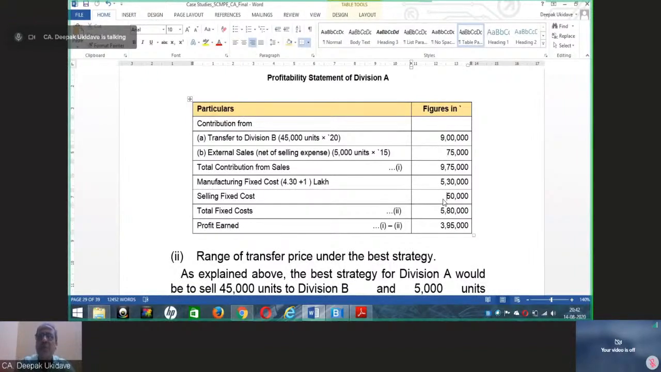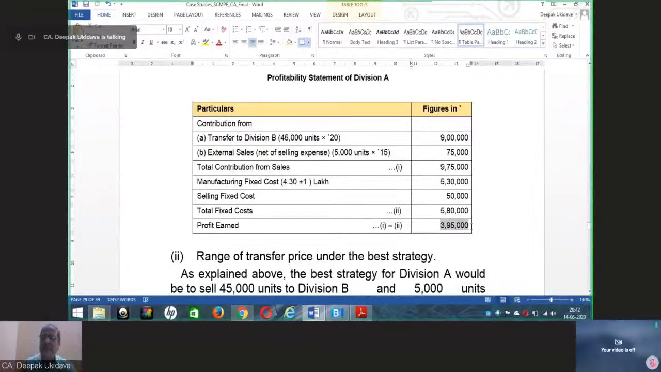Right? A person should understand the source from which each figure has emerged, each figure has been lifted. So the 5 lakh 30 breakup you understood, 430 plus 1. Selling fixed cost is 50,000. Again for that, working note reference 2. So we have total fixed cost of 5 lakh 80, and 970 minus 580 is 3 lakh 95,000.